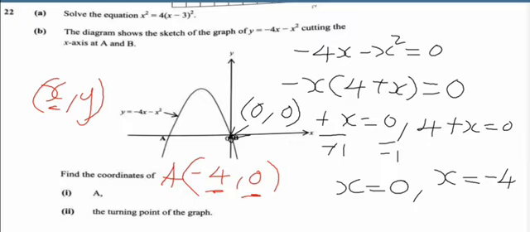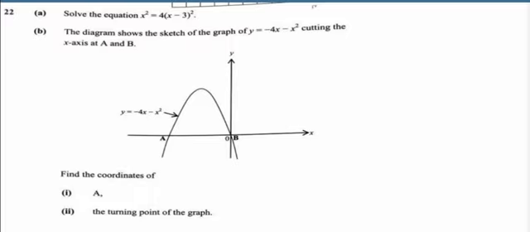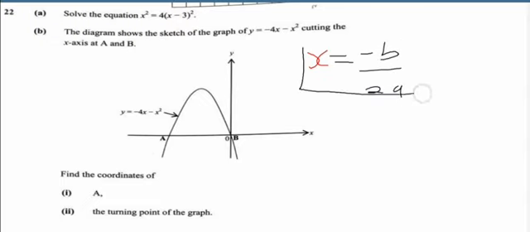The turning point of the graph. So to find the turning point of the graph, the first thing you need to find is the x value, which is the line of symmetry. This one here, the line of symmetry. For us to find the line of symmetry, x is equal to negative b over 2a. This is the formula that you can use to find the line of symmetry, or the x value for the line of symmetry.